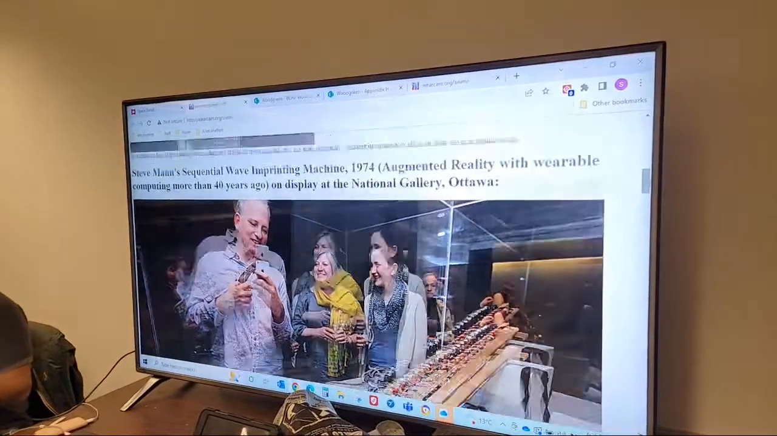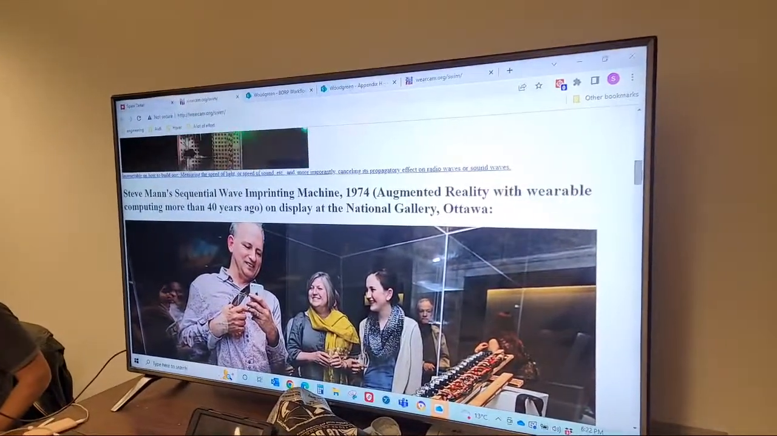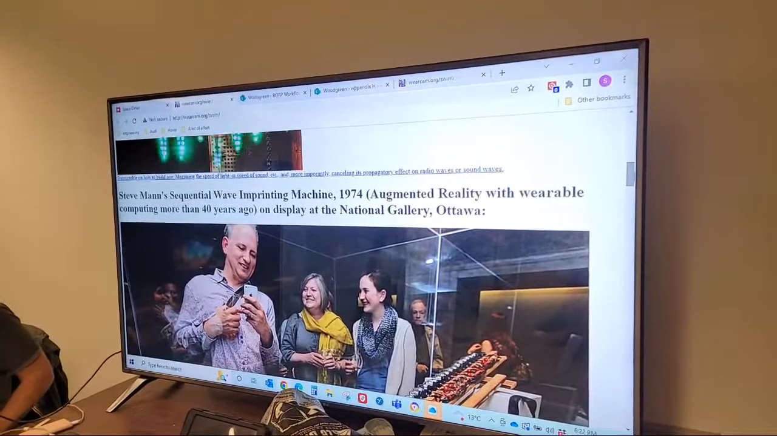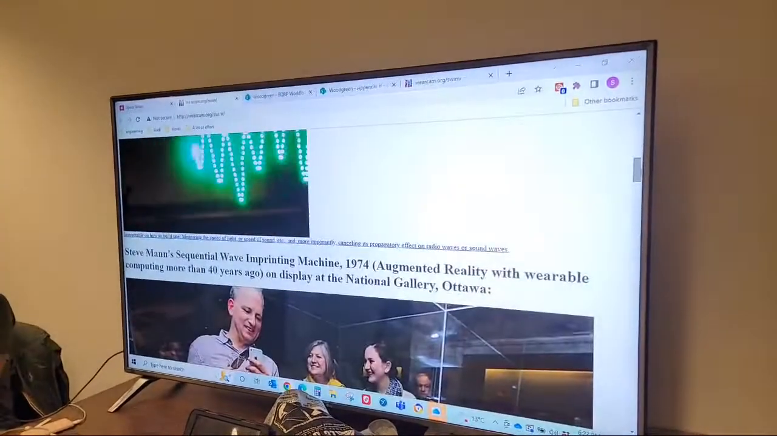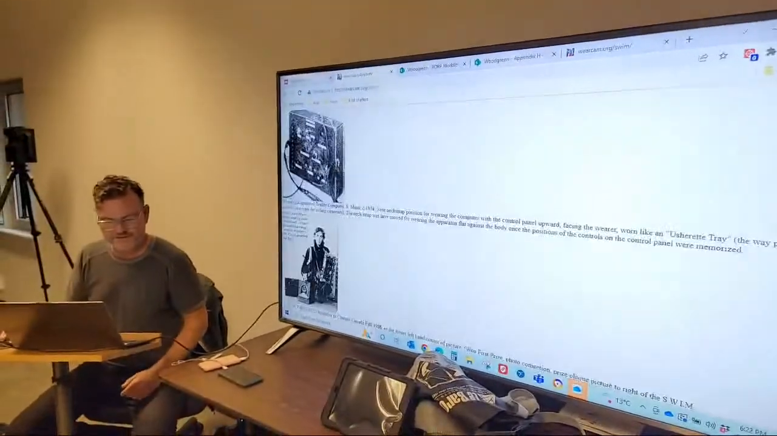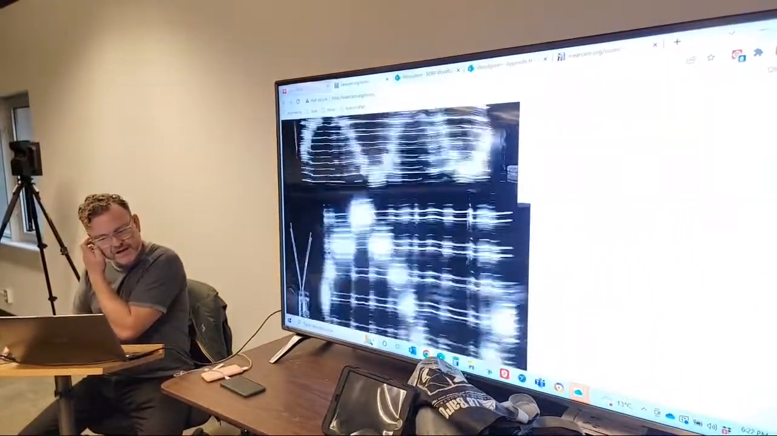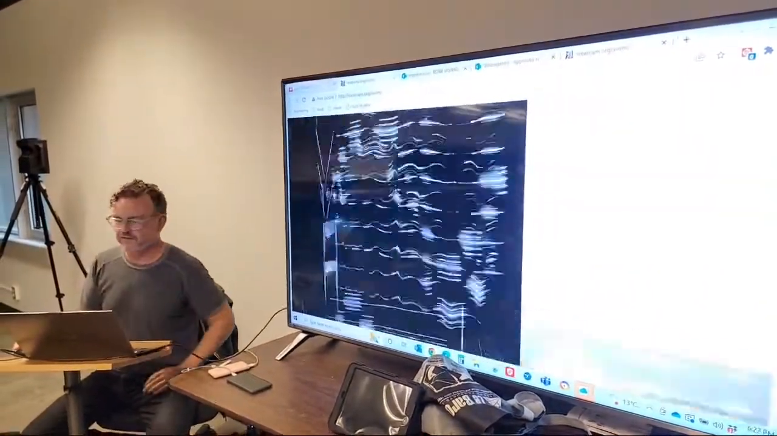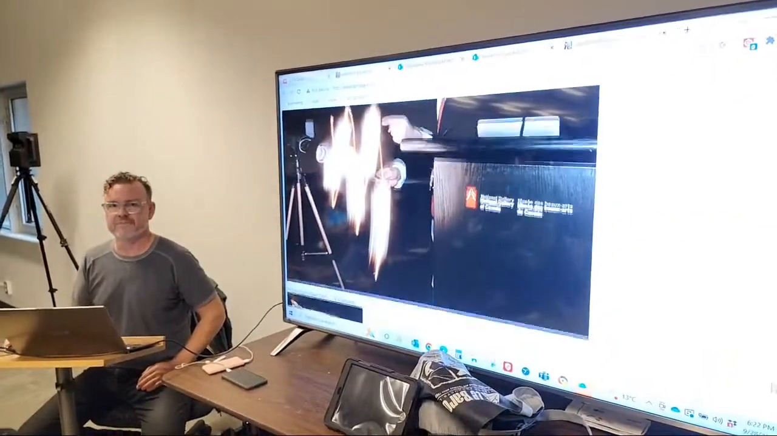You can see here, so this is like 1974. Right, so we're talking about augmented reality with wearable computing more than 40 years ago, and this is at the National Gallery in Ottawa, which I'm actually going to Ottawa this weekend, so it'd be kind of neat to see. And I would need Steve to jump in a little bit on the background on this. Yeah, this is MetaVision.